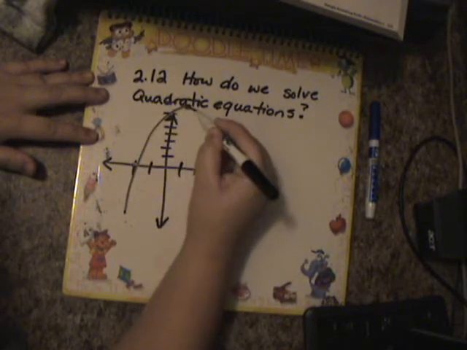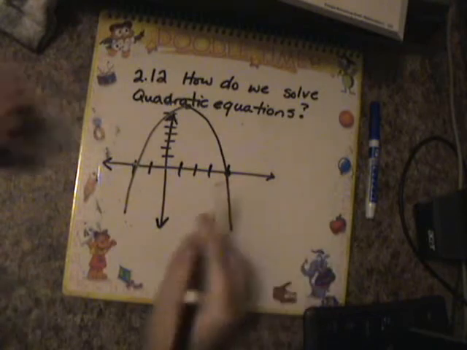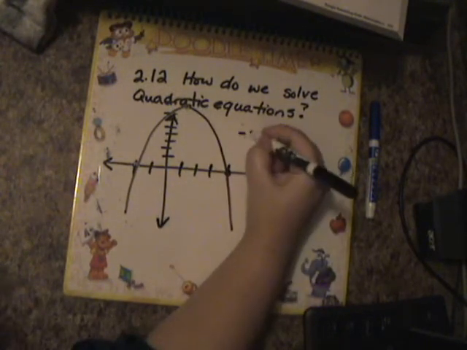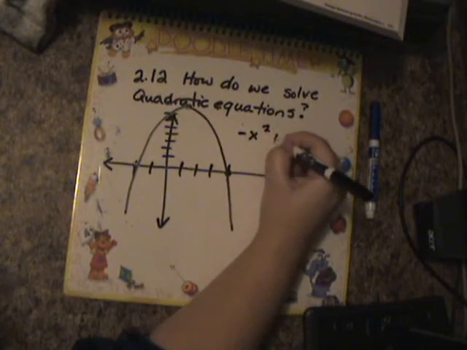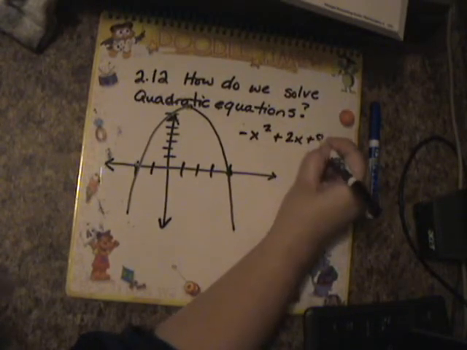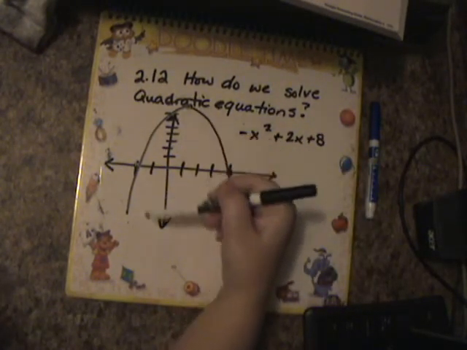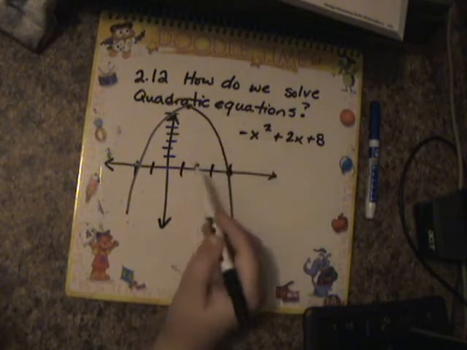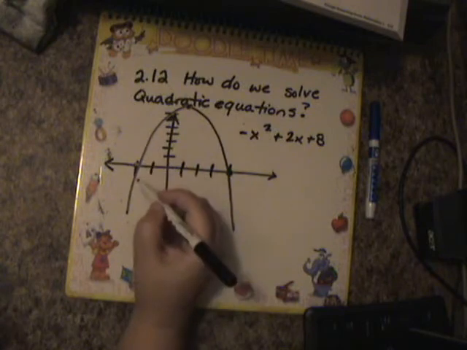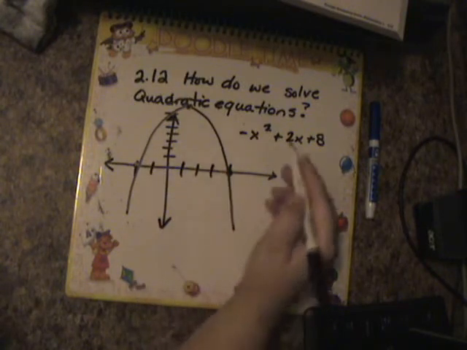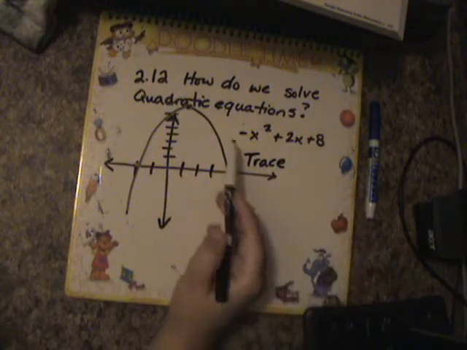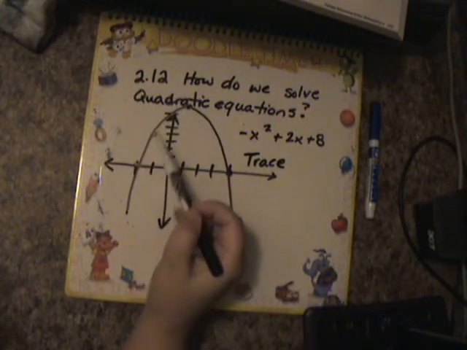Now we know from the previous section that this is our vertex up here at the top. It's negative because we had a negative x squared plus 2x plus 8. So because of the negative, it goes in a downward direction. It has a max value here. And there's a couple things that you can do to find these points. One thing is to use the trace function, and it will allow you to move along this.